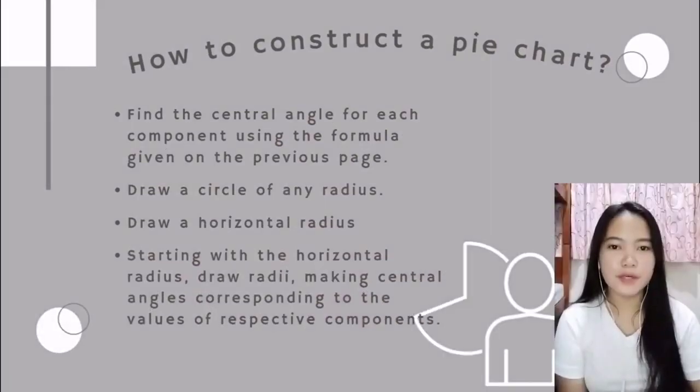How to construct a pie chart. Find the central angle for each component using the formula given on the previous page. Draw a circle of any radius. Draw a horizontal radius. Starting with the horizontal radius, draw radii making central angles corresponding to the values of respective components.